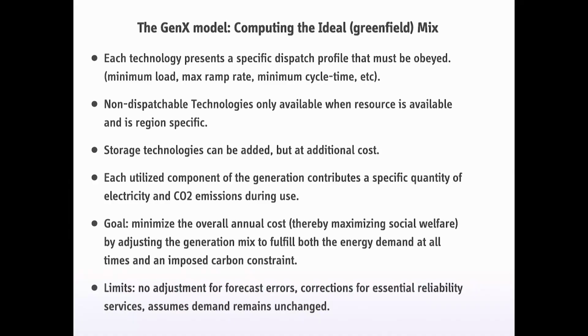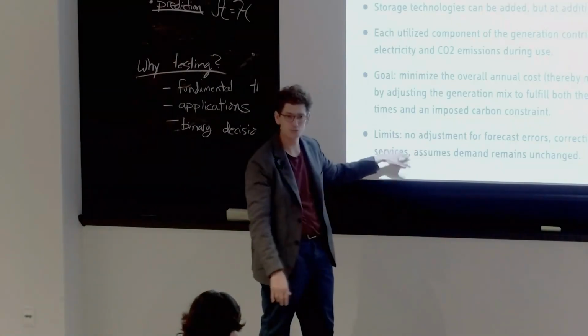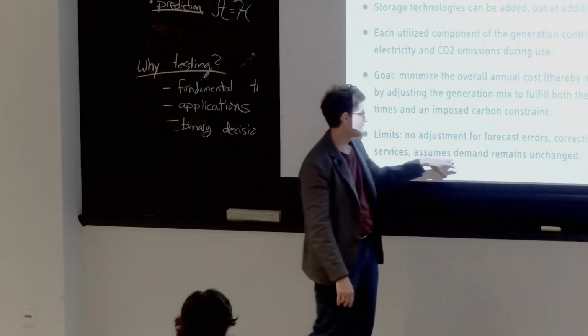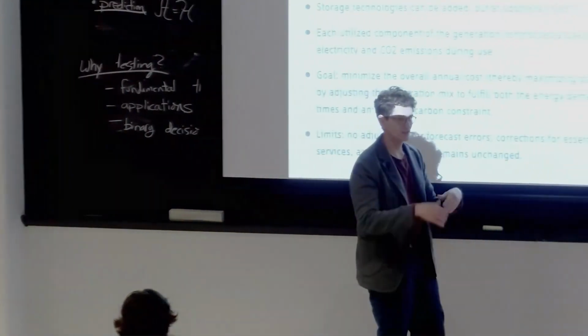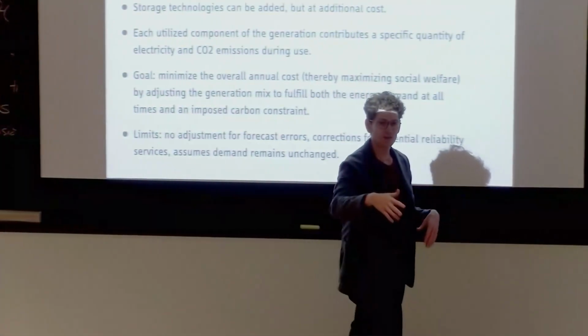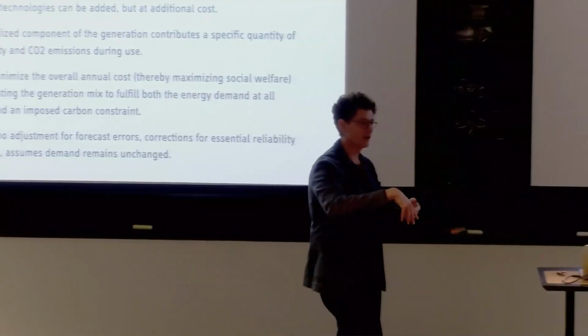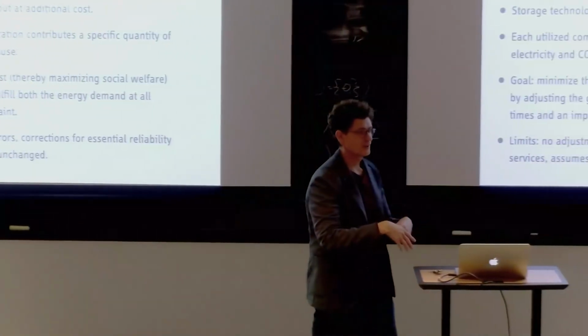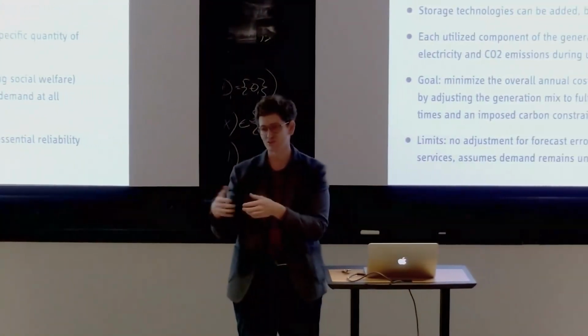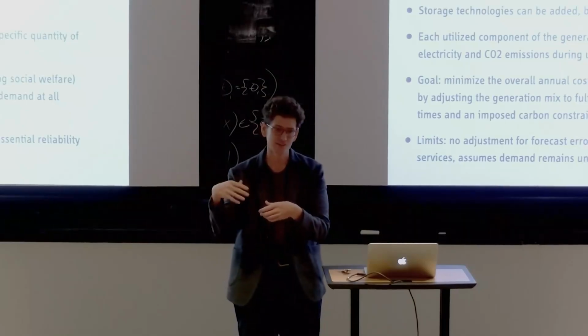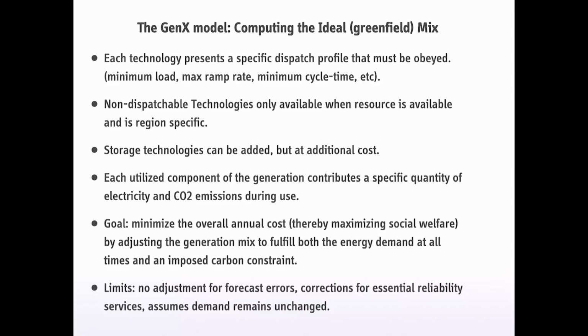We don't have forecast errors. Central reliability services mentioned earlier, dealing with volatility, things like that, they're not incorporated. And we assume that demand essentially is unchanged over time. So the demand that we're going to stick into the model, we're going to stick in 1 year of demand. We assume that demand basically looks the same next year and the year after that, and that's obviously not totally true. So you could generate synthetic demand and try to rerun the model.